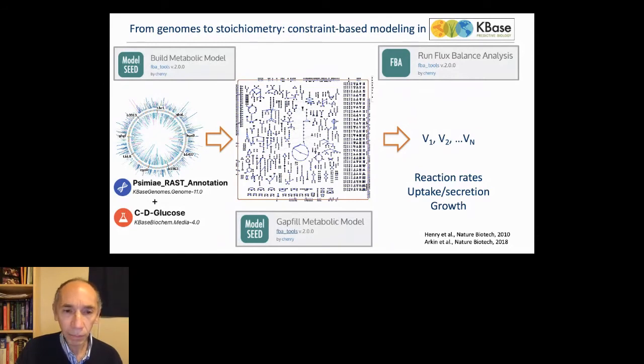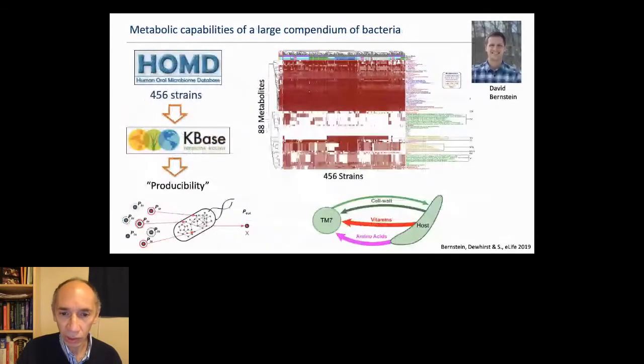Now, I'm going to show an example of how we use this in our research. This is work done by David Bernstein, a former graduate student in the lab. And he was interested in trying to really scale up the prediction of the metabolic capabilities of different organisms for studying a whole microbiome. In this case, this was a study of the human oral microbiome, but the methods are very general. And something that would have been really impossible without KBase was achieved by David by taking these 456 strains for which we had genomes.